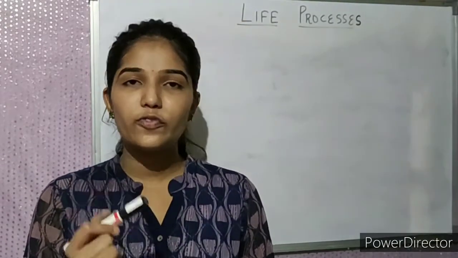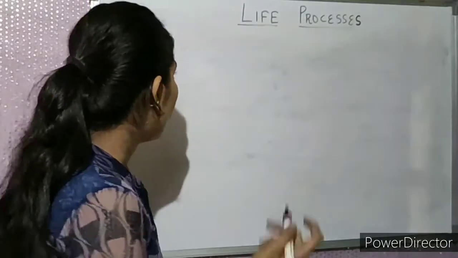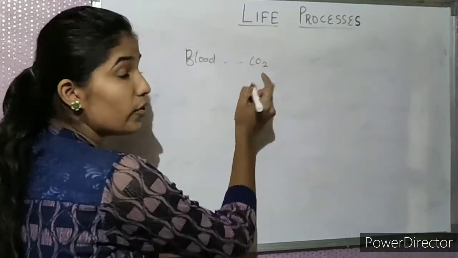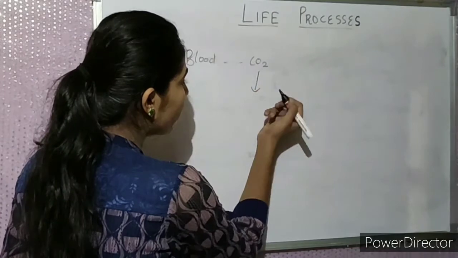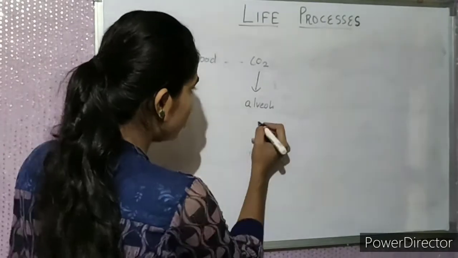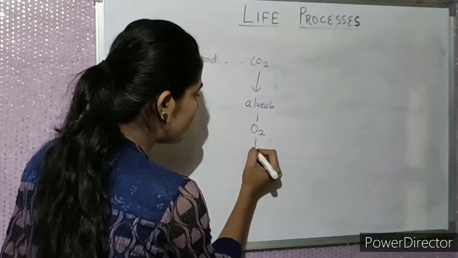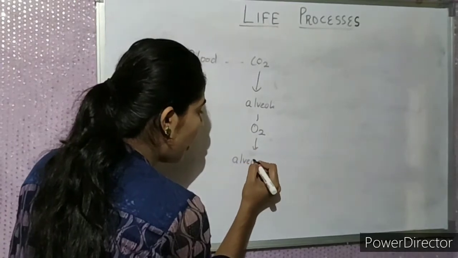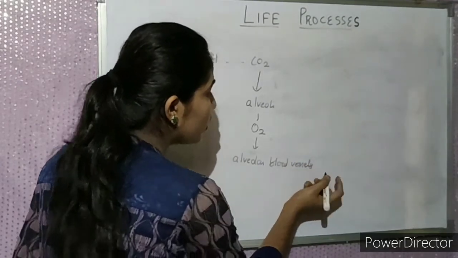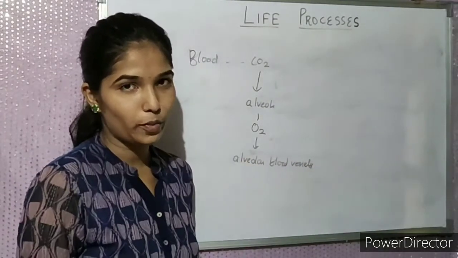So when we breathe in, we lift our ribs, flatten our diaphragm, and our chest cavity becomes larger. Because of this, the air is sucked into the lungs, which fills the expanded alveoli. Now, the blood carries the carbon dioxide from the rest of the body and transports it to the alveoli. And the oxygen present in the alveoli is taken up by the alveolar blood vessels, which then transport the oxygen to the rest of the body.